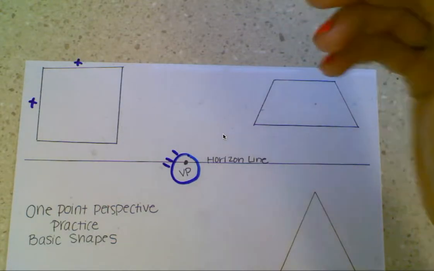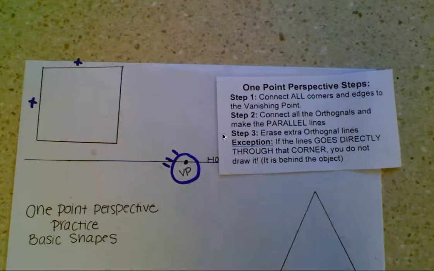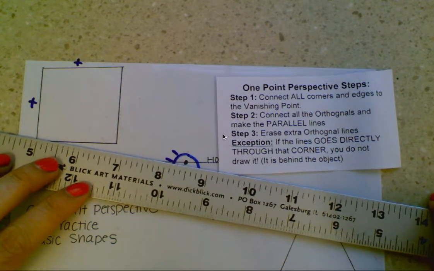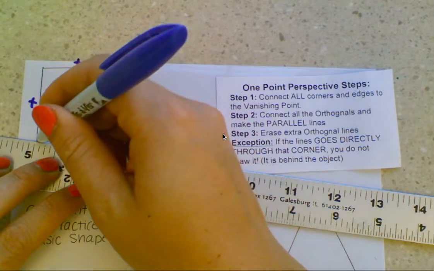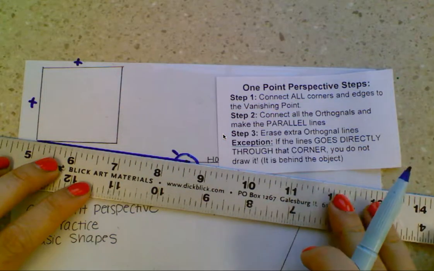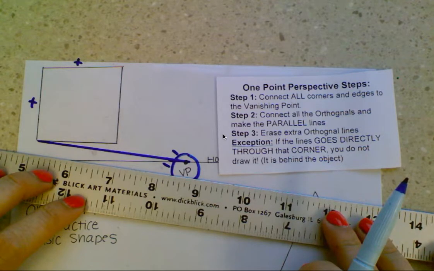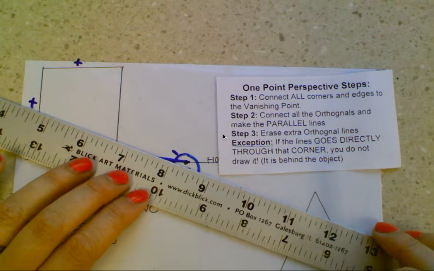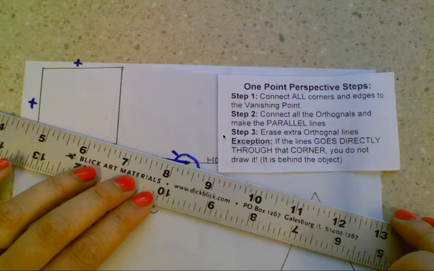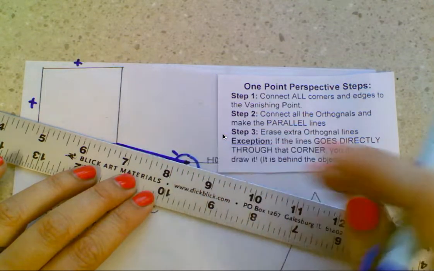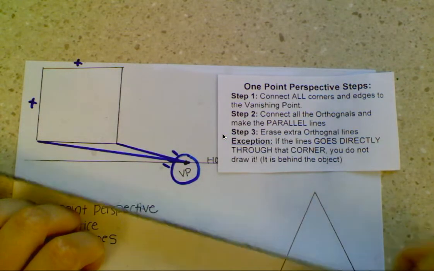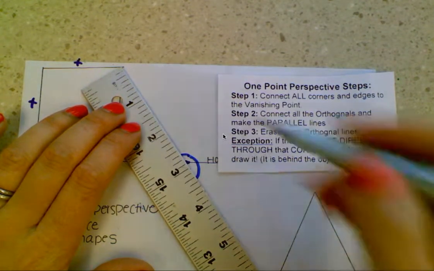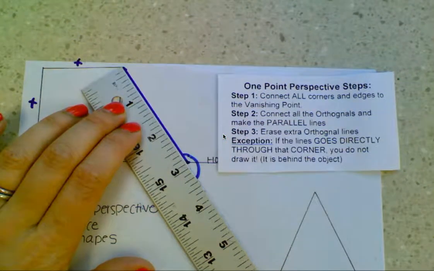It says step 1, connect all corners and edges to the vanishing point. I'm going to take my ruler, and I'm going to match up this bottom left-hand corner to the vanishing point. Please follow along and do this with me. The next one is the bottom right-hand corner. I match it up to that dot, and I draw it back. I then go to the top right-hand corner. I match it up. I draw it back.